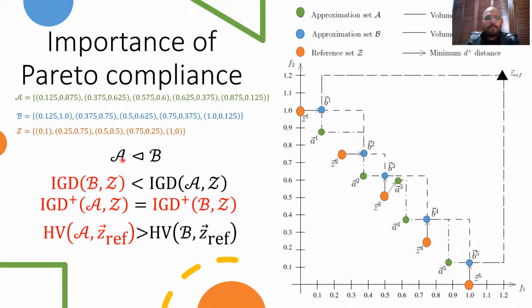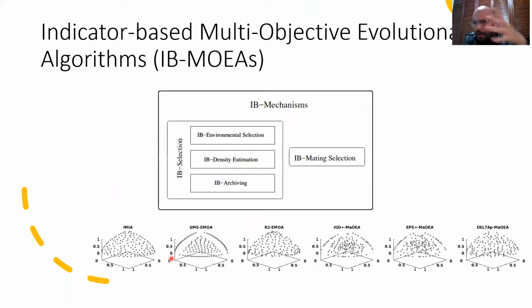So that's the importance of a Pareto compliant indicator: not producing misleading conclusions when assessing a Pareto front approximation. Another use of quality indicators, apart from assessing Pareto fronts, is the design of multi-objective evolutionary algorithms.